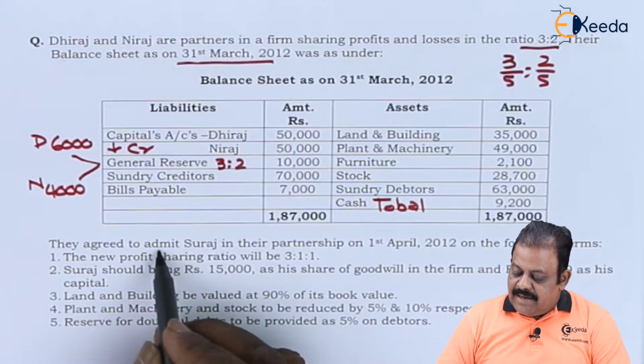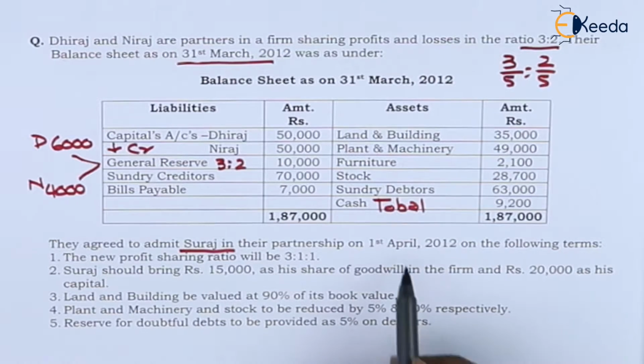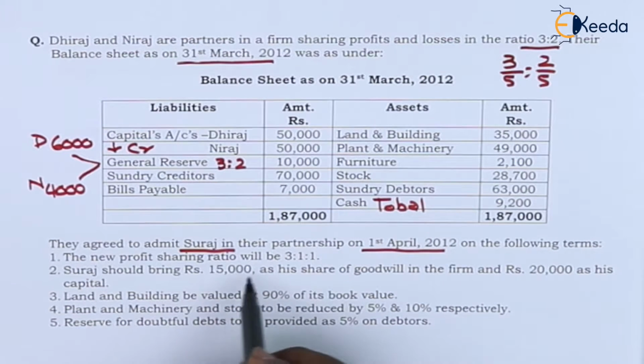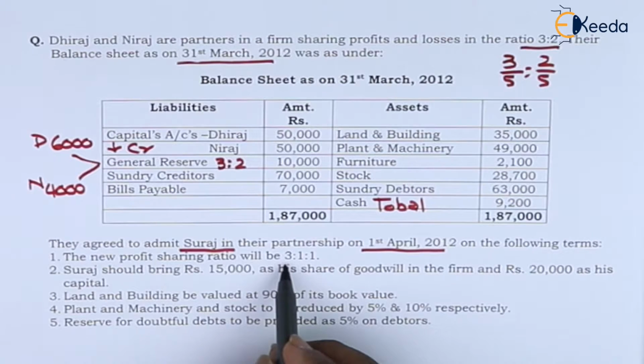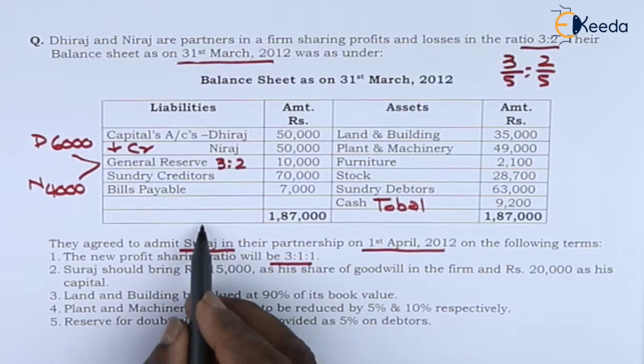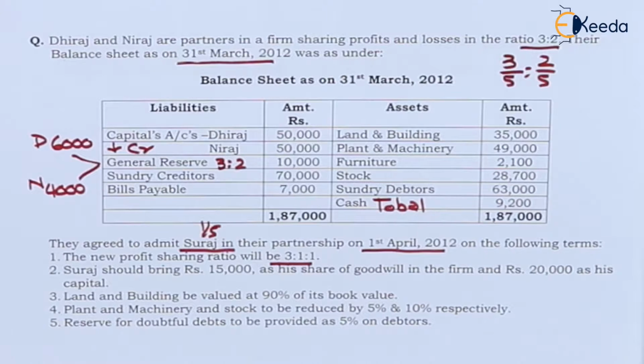They agreed to admit Suraj in their partnership on 1st April 2012 on the following terms. The new profit sharing ratio is specifically given here, 3:1:1. That means Suraj is admitted for 1/5 share in future profits.